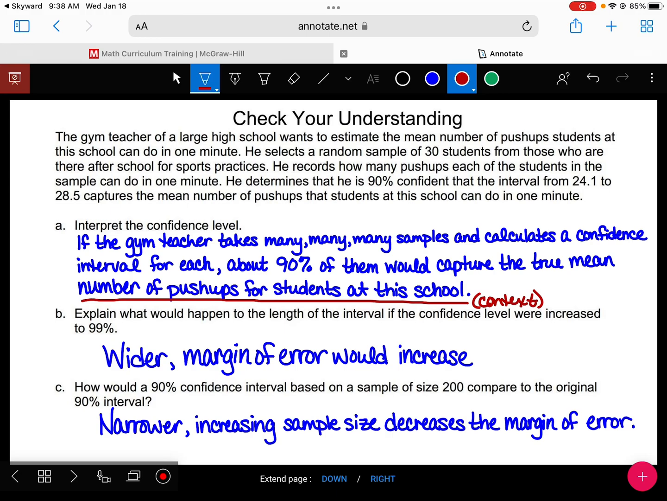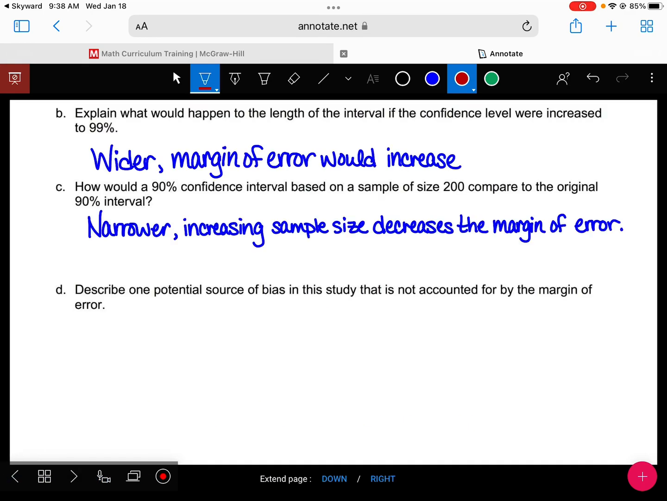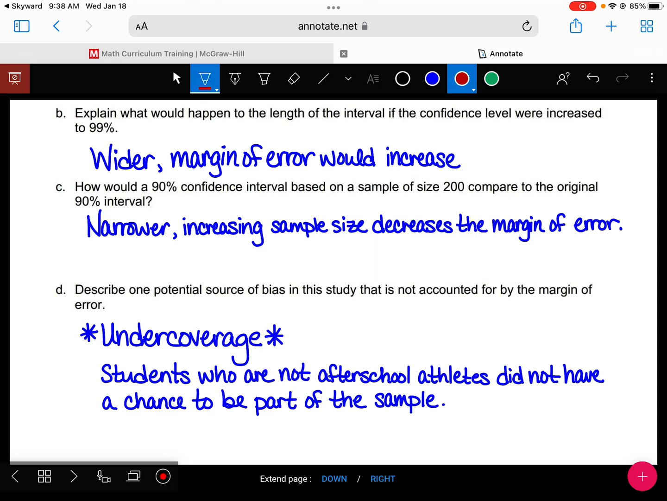The PE teacher only picks students who stay after school for sports practice, but he says he wants to estimate the mean number of push-ups students can do at the school. Yes. He's saying his population is the whole school, but he's only pulling his sample from student athletes who stay after school for practice. So he is not sampling from his whole population. So undercoverage bias, absolutely, is what I would have for this one. And the margin of error is not going to account for that at all.